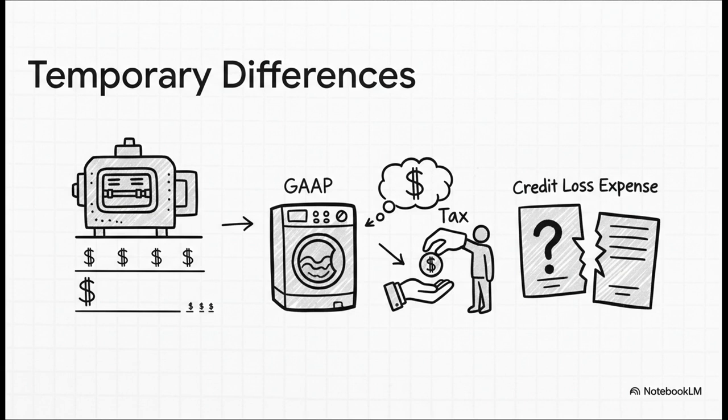The same thing happens with stuff like warranty expenses. For investors, you have to estimate and book the cost as soon as you sell the product. But for tax purposes, you can't deduct it until you actually pay out a warranty claim.